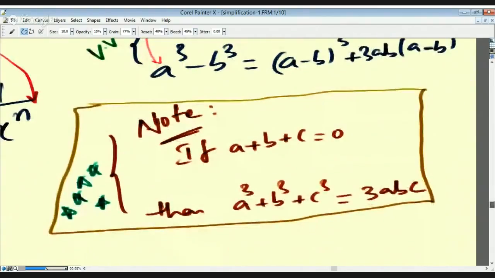And a very important note: if a + b + c = 0, then a^3 + b^3 + c^3 will become 3abc. This is very important. We say it's a 5-star question because in almost every exam in the last 5 years there is a question on this kind of problem.